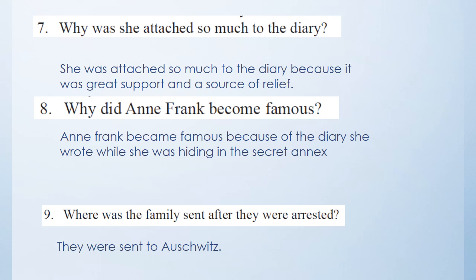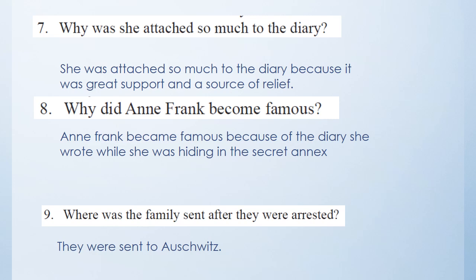Eighth question. Why did Anne Frank become famous? Anne Frank became famous because of the diary she wrote while she was hiding in the secret annex.